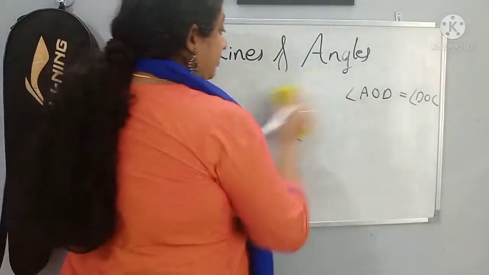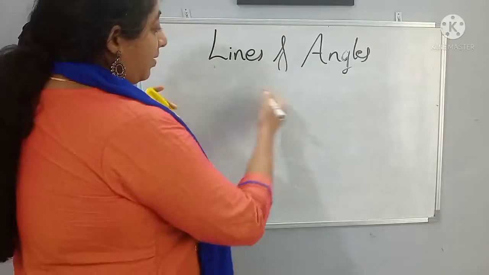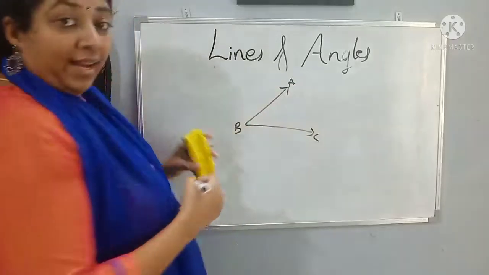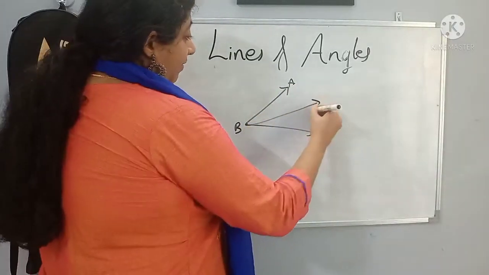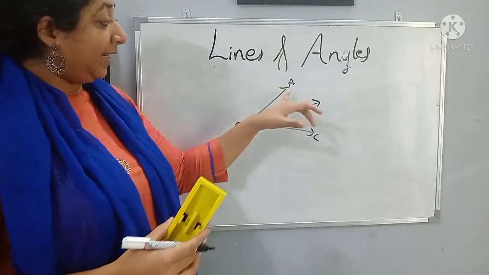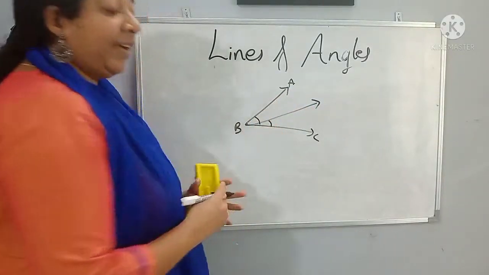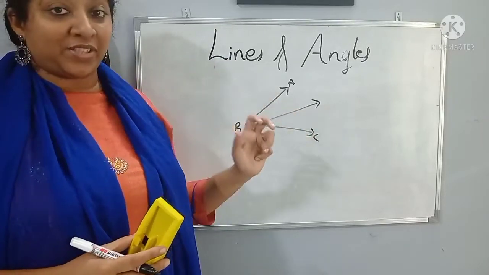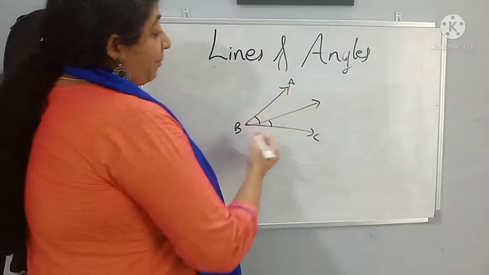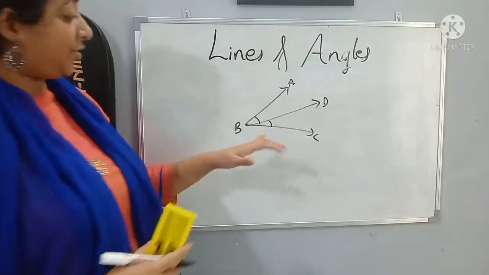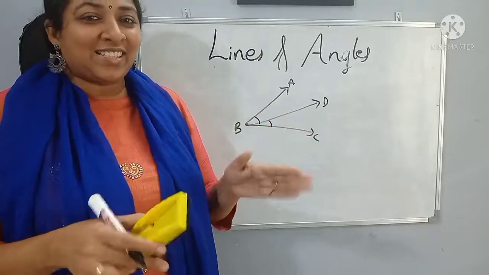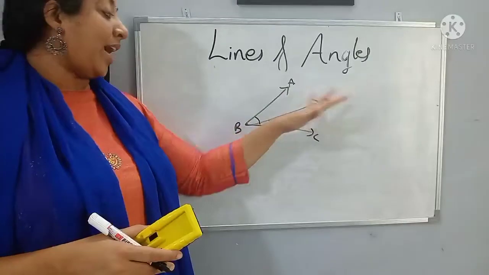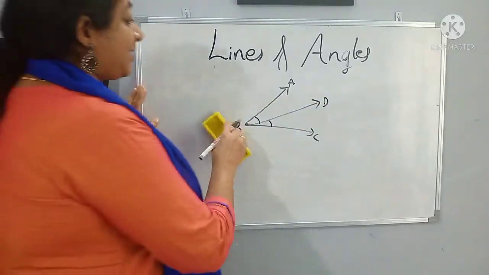Next one, angle A, B and C. One angle is there, then I have drawn one more, and here two angles are there. This means these are two adjacent angles. First we studied the angle bisector. Next, angle ABD is adjacent. Adjacent means near, just near. These two angles are just near to each other. So angle ABD is near to angle DBC.